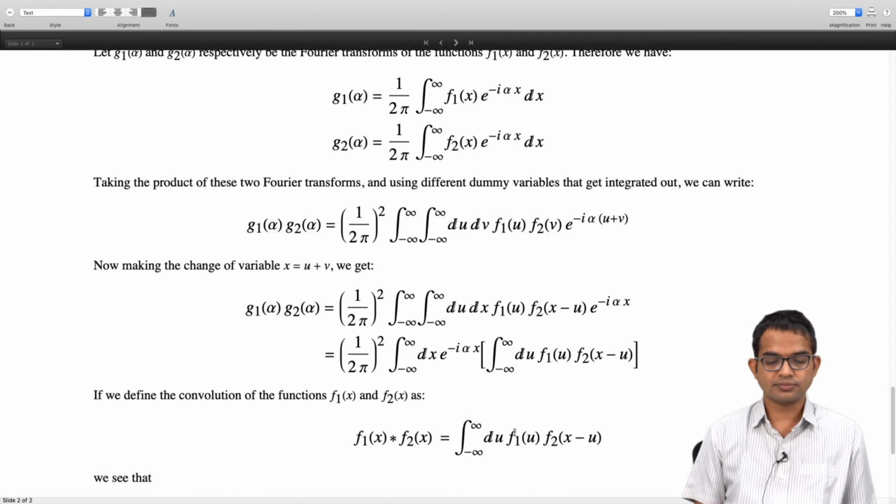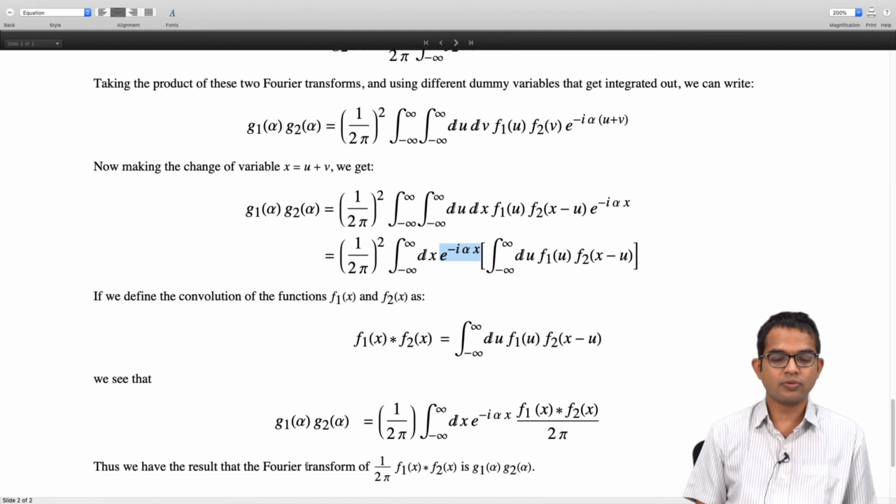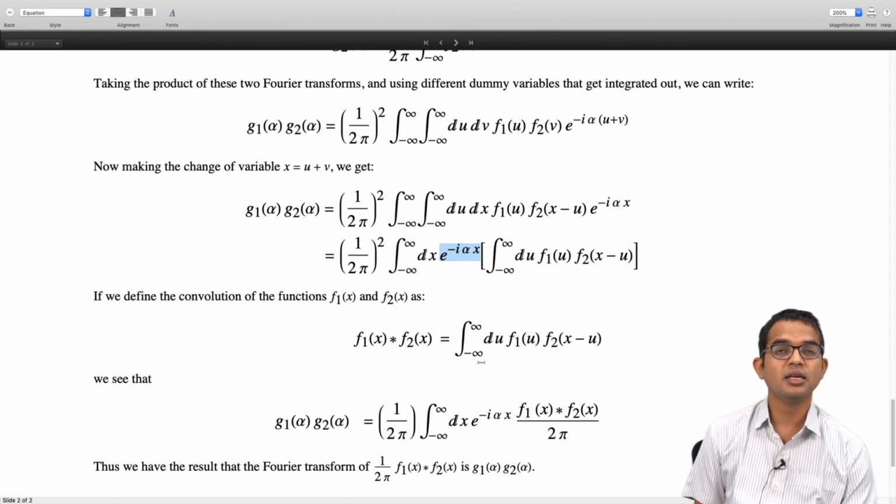And if you do this, then we see that in fact the product of these two Fourier transforms is nothing but, this is like taking the Fourier transform of this convolution, but you have to be careful. There is also a factor of 1 by 2 pi involved. So what we have managed to show is the Fourier transform of 1 by 2 pi times the convolution of these two functions, f1 of x star f2 of x, defined in this manner, is simply the product of the Fourier transforms g1 of alpha times g2 of alpha, right?